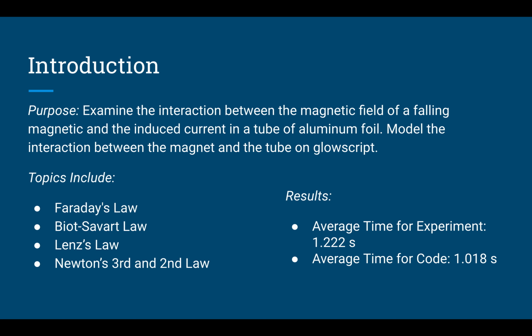In the experimental portion of this lab, I found 1.222 seconds was the time for the magnet to fall through the tube, whereas when I did it with my code, I found it to be 1.018 seconds.